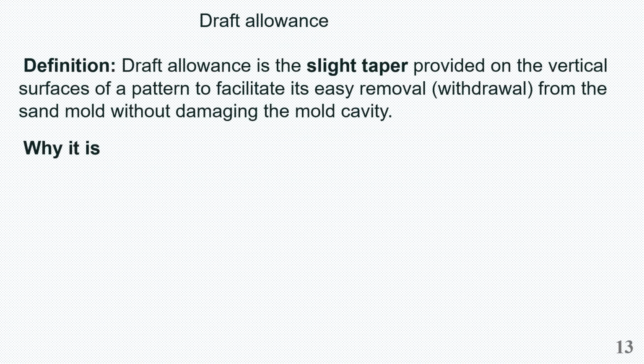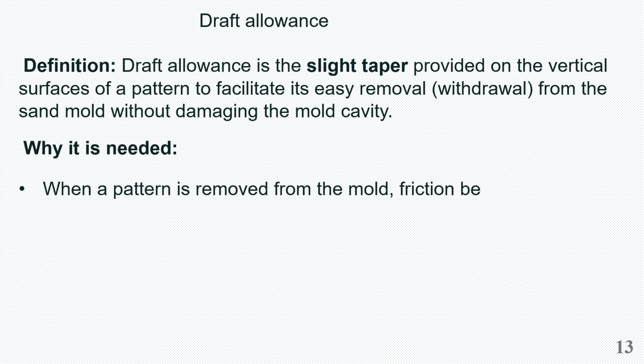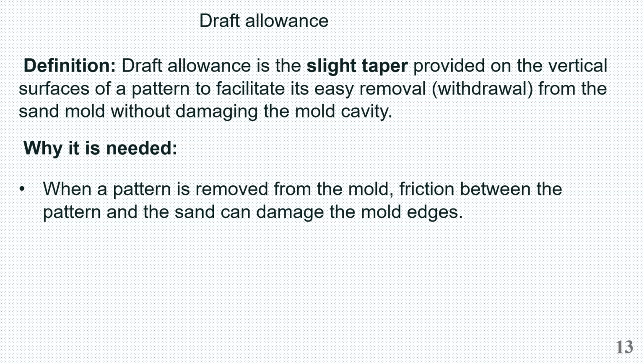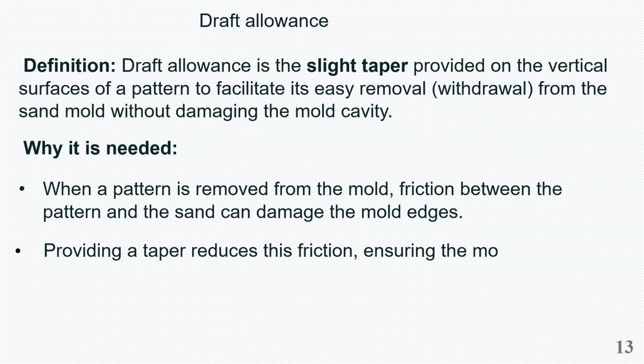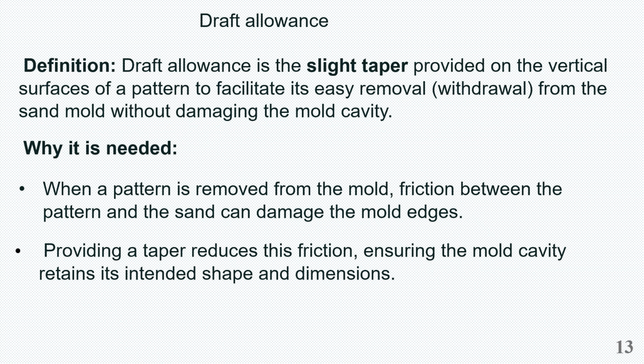a casting. Next, coming to the draft allowance. Draft allowance is the slight taper provided on the vertical surfaces of a pattern to facilitate its easy removal from the sand mold without damaging the mold cavity. So why is it needed? When a pattern is removed from the mold, the friction between the pattern and the sand can damage the mold edges. So once we provide a taper, it reduces this friction and ensures the mold cavity retains its intended shape and dimensions without damage while removing the pattern.